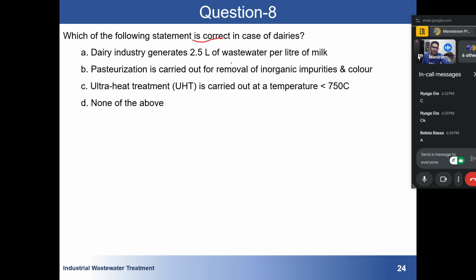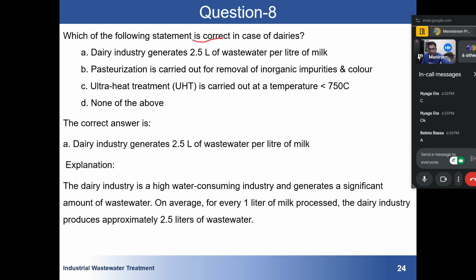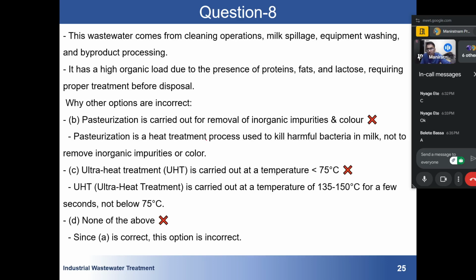Which of the following statements is correct? Yes, the correct answer is A. That is, the dairy industry generates 2.5 liter of wastewater. The dairy industry is a high water consuming industry and generates a significant amount of wastewater. On average, when 1 liter of milk is produced, the dairy industry produces approximately 2.5 liter of wastewater. The wastewater comes from cleaning operations, milk spillage, equipment washing, and byproduct processing. It has high organic load due to presence of protein, fats, and lactose, requiring proper treatment before disposal.